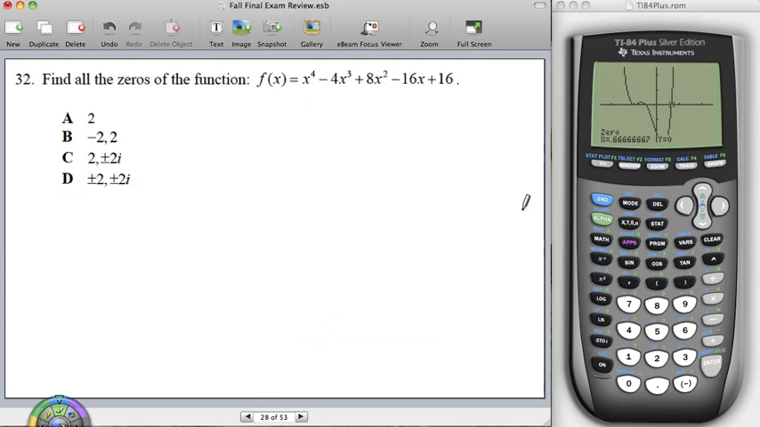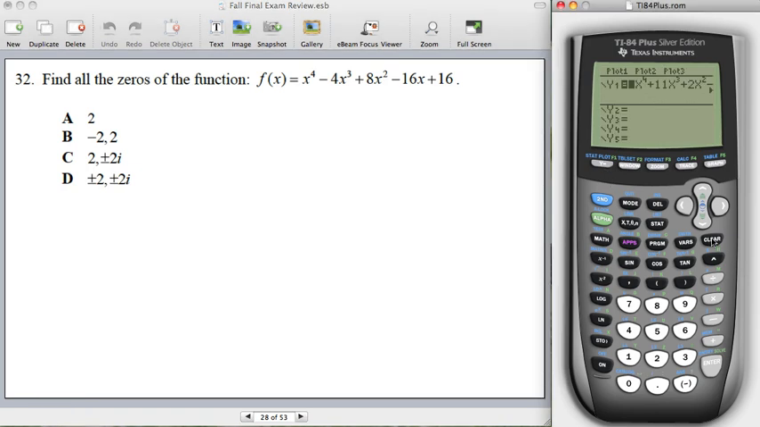32. Find all the zeros for the function, so I'm going to go ahead and do the same thing. So I'm going to use this graphically. I'm going to clear that out. So I have x to the 4th minus 4x cubed plus 8x squared minus 16x plus 16, and we're going to look at this graphically.